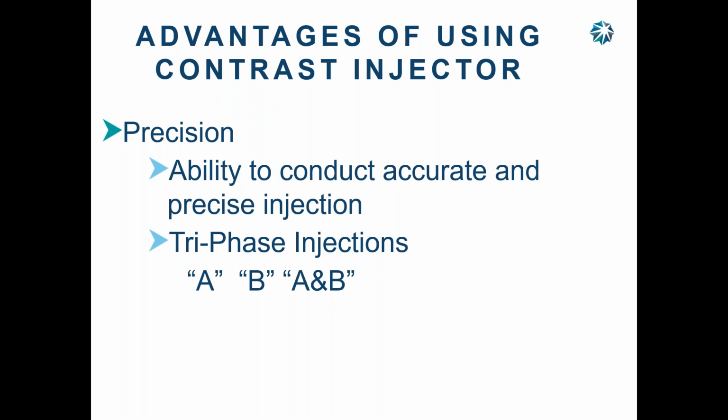Triphase injections. Has anyone ever heard of that before? You have A side, which is straight contrast. You have B side, which is straight saline. Then you have AB. AB is a combination of contrast and saline. What is that going to do for us on the images?